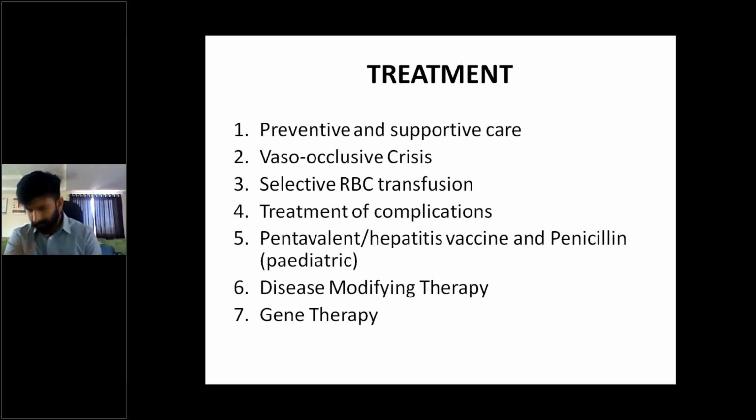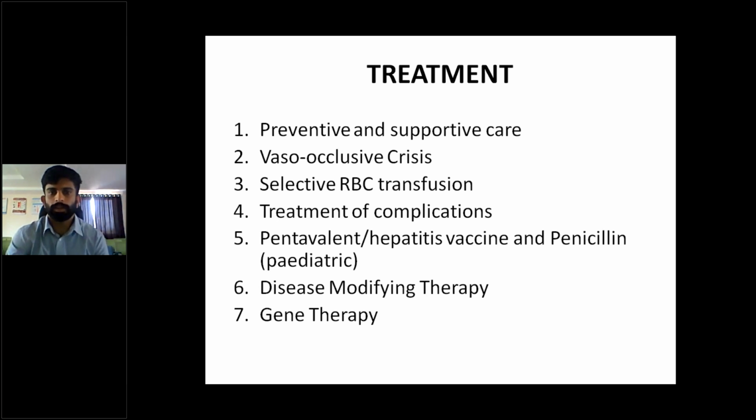And there is no definitive treatment for sickle cell disease. So all the treatment that you give is supportive. So that's why the first one is called preventive and supportive care. The second one is vaso-occlusive crisis management. Vaso-occlusive crisis is a life-threatening condition, so you have to manage it immediately. So hospitalization is required in case of vaso-occlusive crisis. So the more number of hospitalizations, the worse the prognosis.